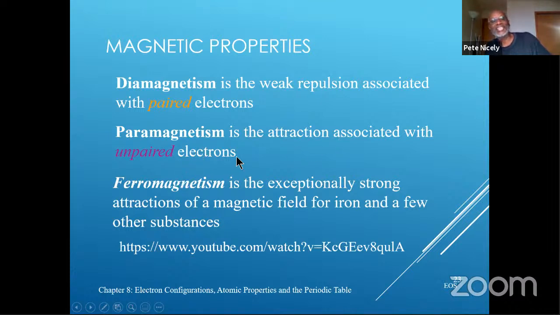What you'll find is that if your electronic structure has any unpaired electron, then it will display paramagnetism, which will be the attraction that this particular element will have for a magnetic field.